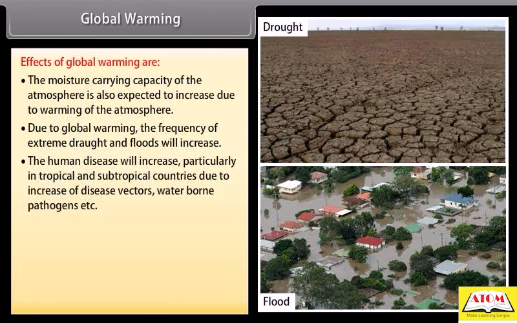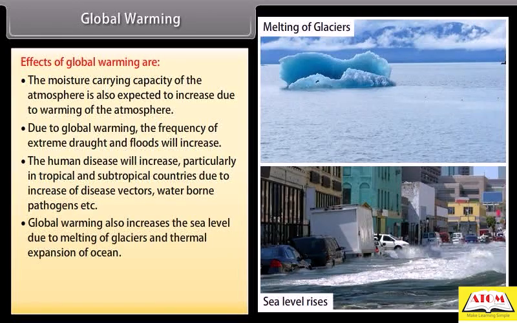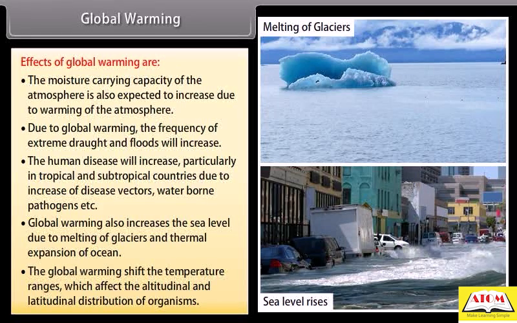Human disease will increase, particularly in tropical and subtropical countries, due to an increase in disease vectors, waterborne pathogens, etc. Global warming also increases the sea level due to melting of glaciers and thermal expansion of the ocean. Global warming shifts the temperature ranges, which affects the altitudinal and latitudinal distribution of organisms.